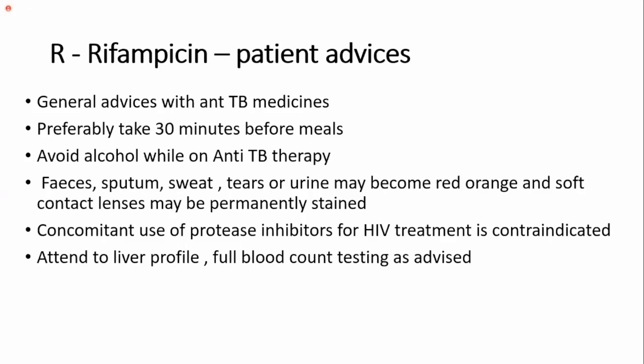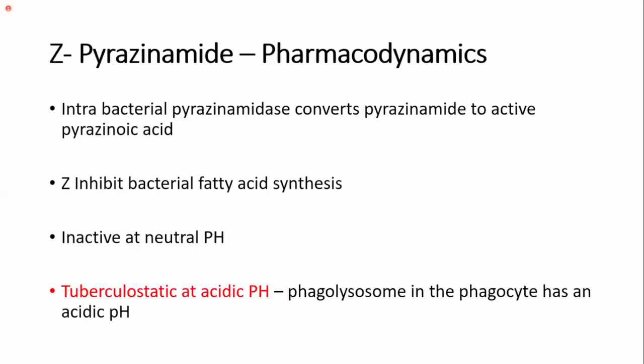So next on the cards will be pyrazinamide. Pyrazinamide acts in a different way. There is an enzyme called pyrazinamidase, which is going to convert pyrazinamide into its active metabolite, which is pyrazoic acid. And the pyrazoic acid, the active metabolite, is going to inhibit the fatty acid synthesis in the mycobacteria, thereby preventing its other metabolic pathways.